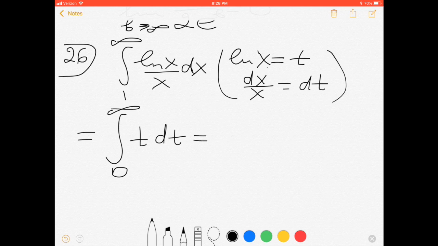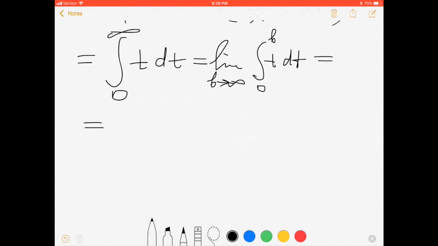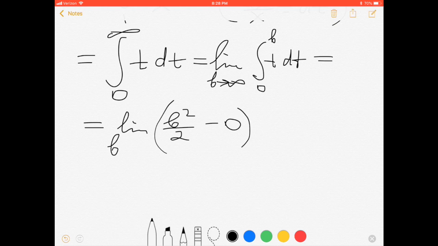Here we have a limit, the integral from 0 to b, b approaching infinity, of t dt. It will be t squared over 2, this means here we have the limit of b squared over 2 minus 0 as b approaches infinity. It will be infinity, this means your integral diverges.